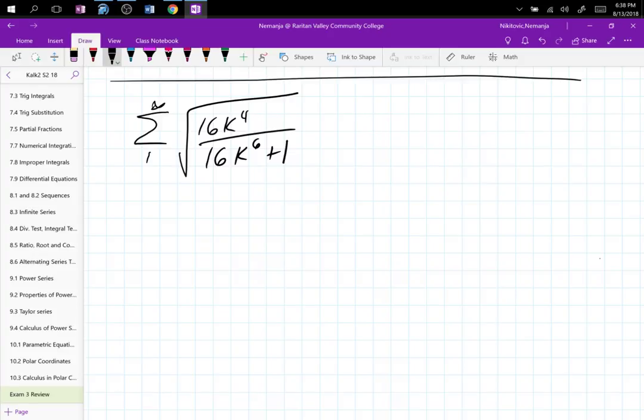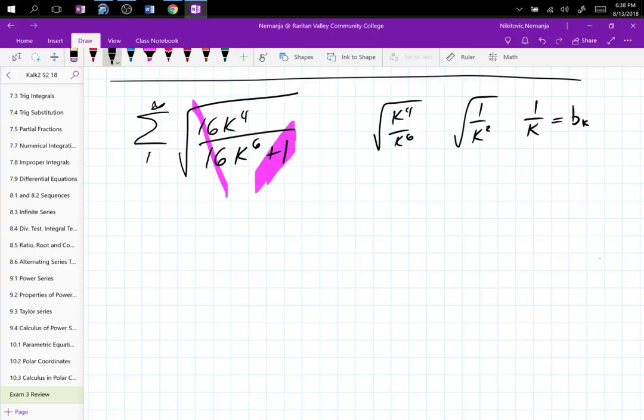So we have our comparison now. As I said, as Neo in the Matrix would say, there's no spoon, right? So that dies. And then 16 kills 16, in which case you are left with the square root of k to the 4 over k to the 6, which is square root of 1 over k squared, which is 1 over k, and there's your bk in this case, right? So you get rid of the stuff that is whatever over there. You just keep the highest exponents. You might have also some garbage in the numerator, right?